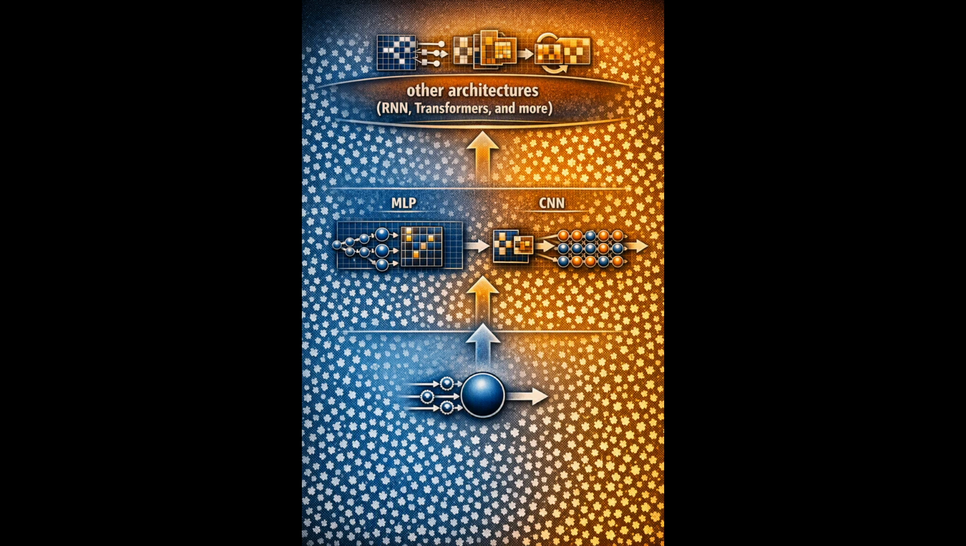In the next video, we'll finally open up the black box and talk about how these networks actually learn, the training process that tunes millions of weights and biases until the network gets good at its task.